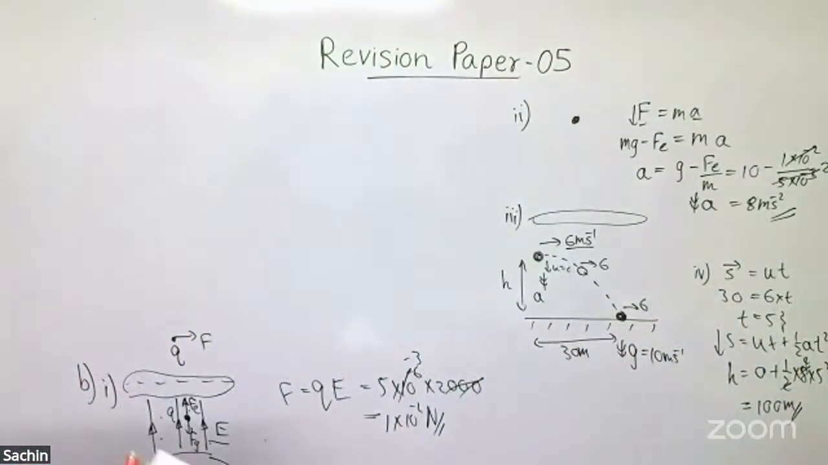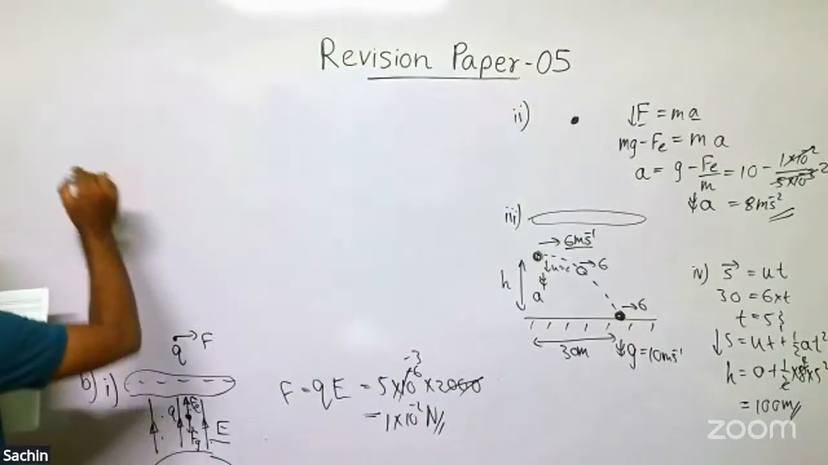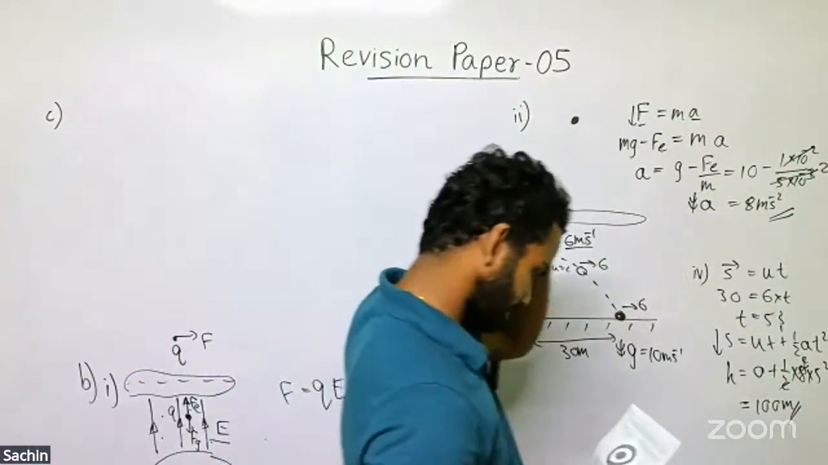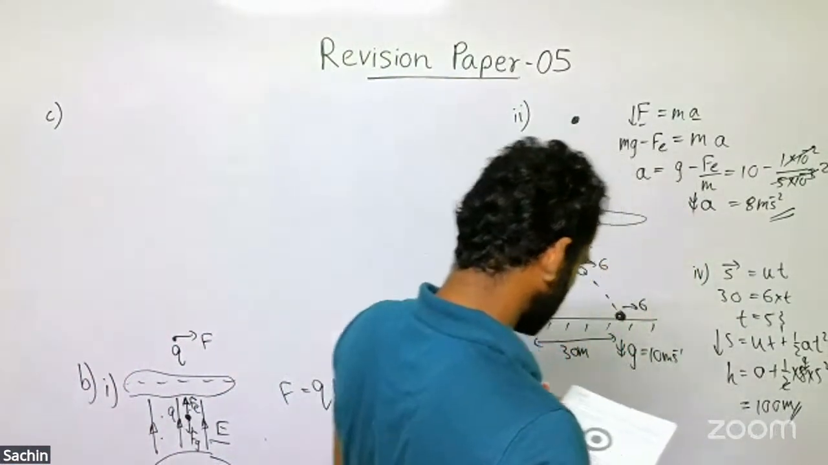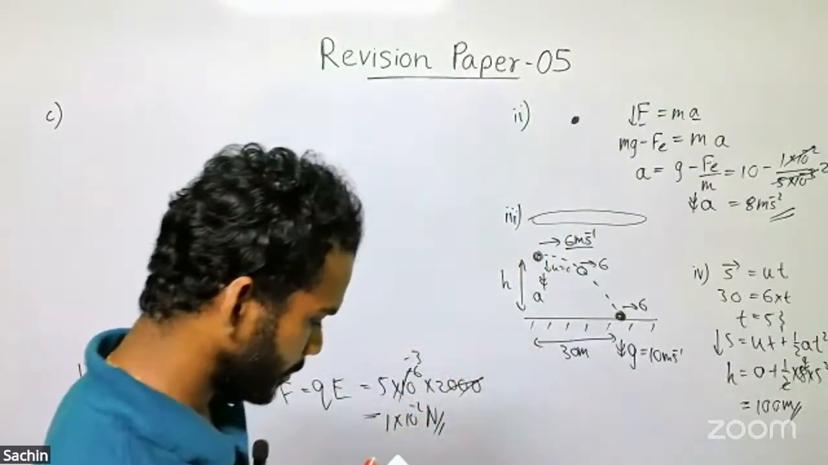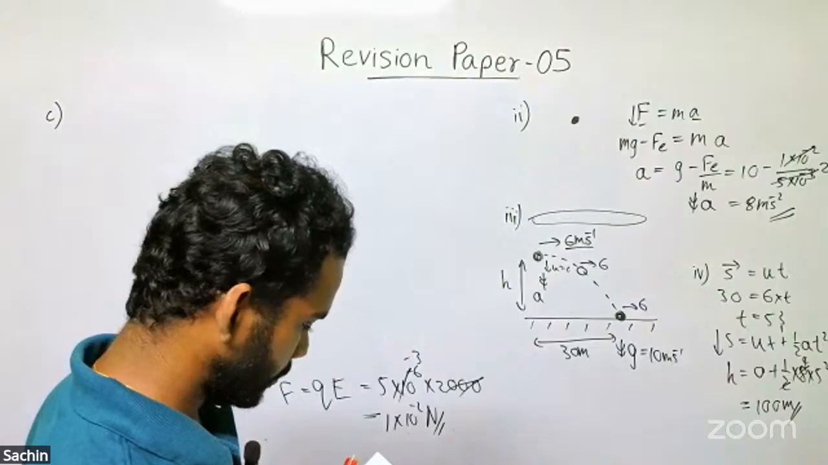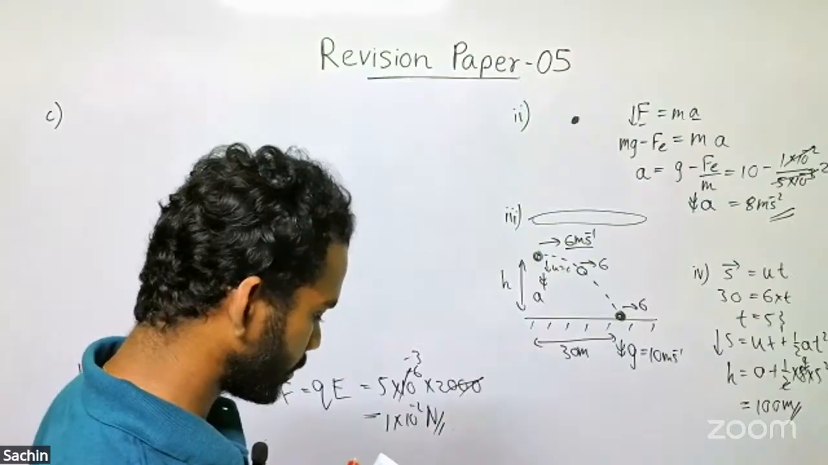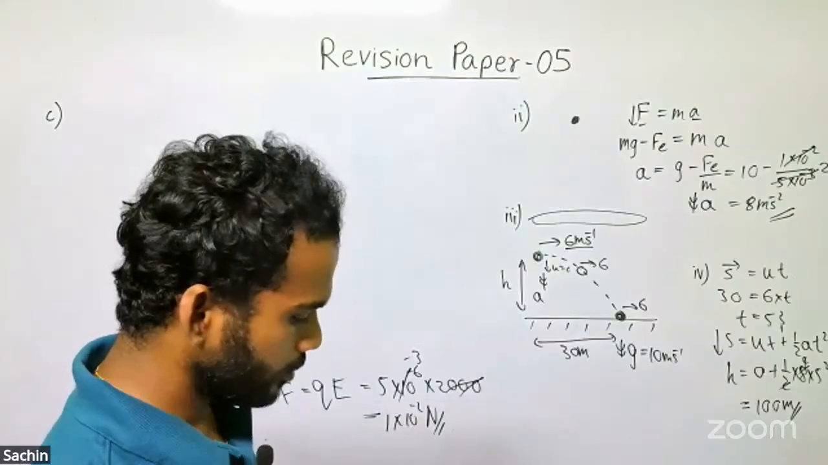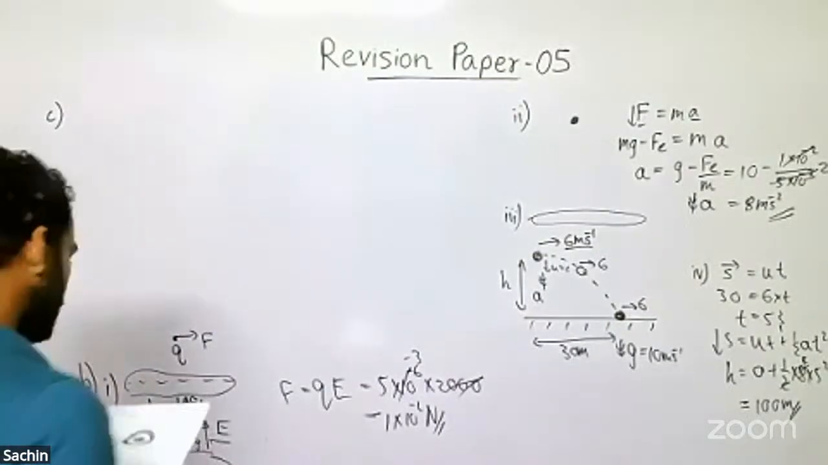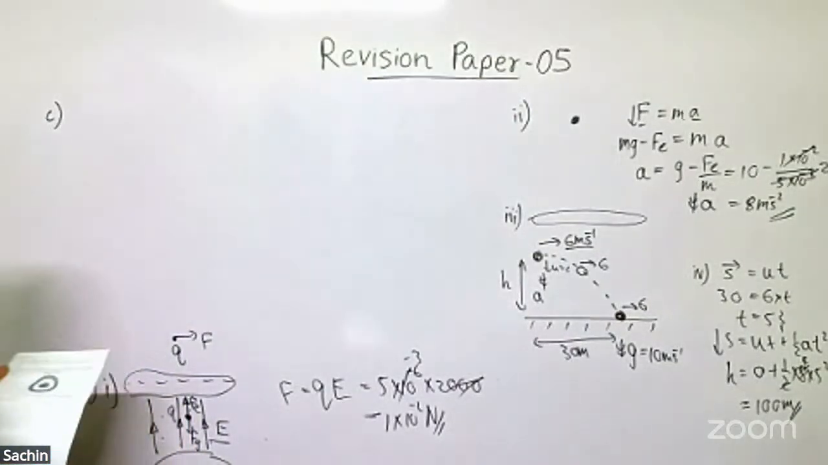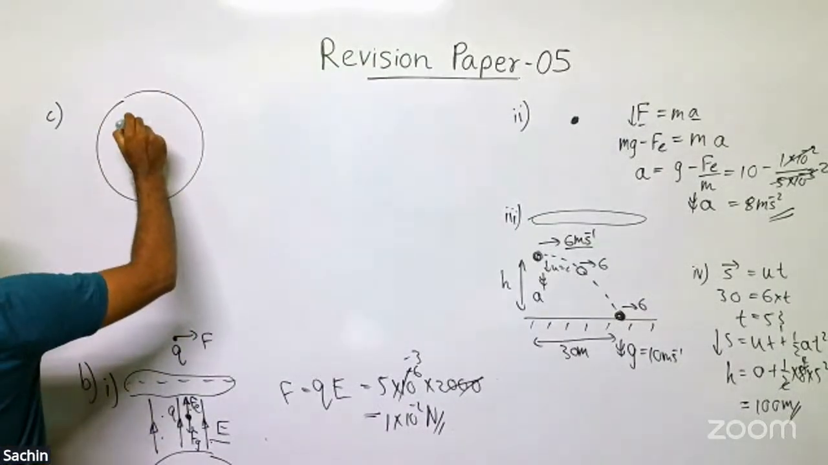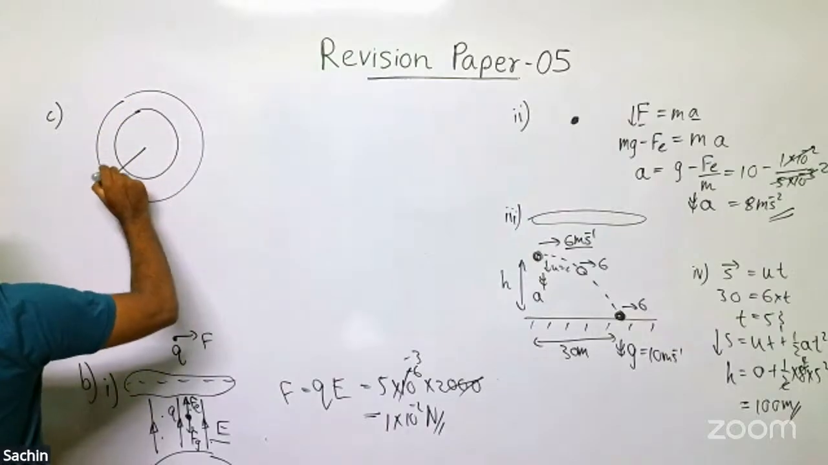The following figure shows a concentric conducting shell and a conducting sphere. The external radius and thickness of the conducting shell are... I think that needs to be corrected. It should be 12 and 3 centimeters, right? The radius of the conducting sphere is 5 centimeters. In the diagram they have given the correct place. This is 12.